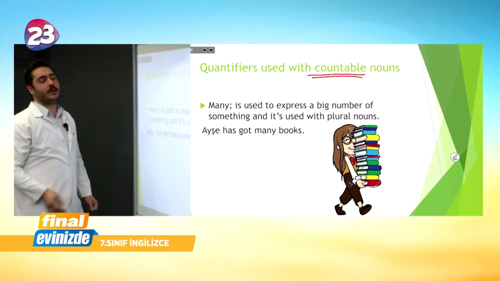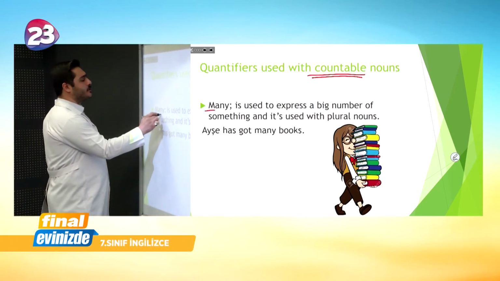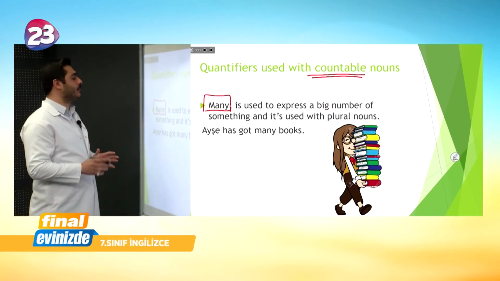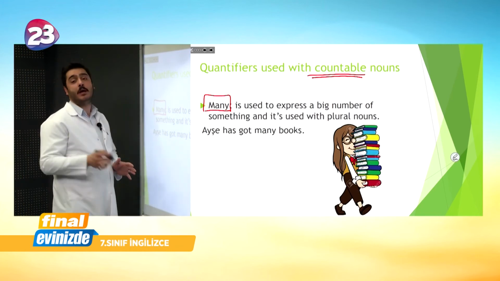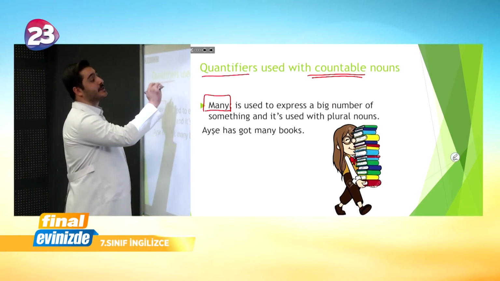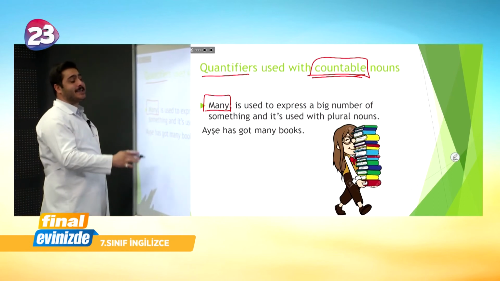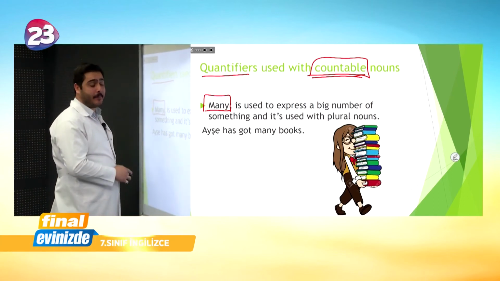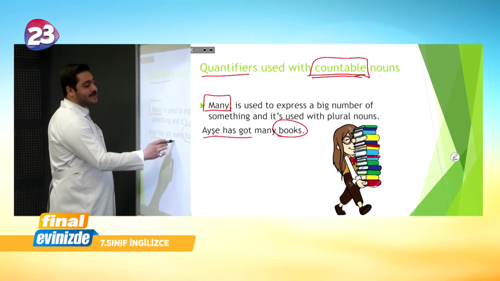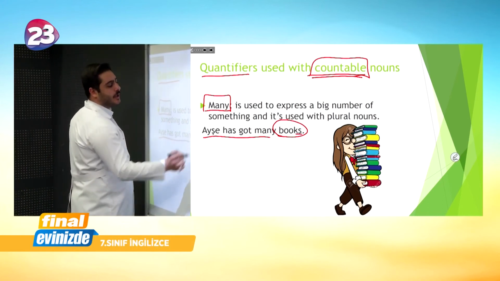These quantifiers are only used with countable nouns. First of all, many. Many is used to express a big number of something, and it is used with plural nouns. Guys, all the quantifiers with countable nouns take the noun after them only plural. Aisha has got many books. You can see books is plural here.